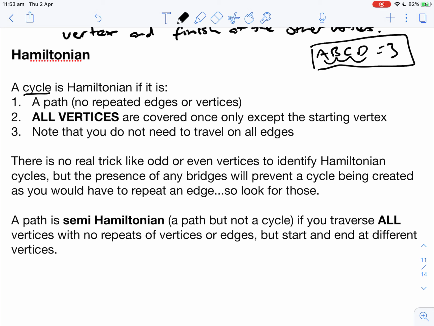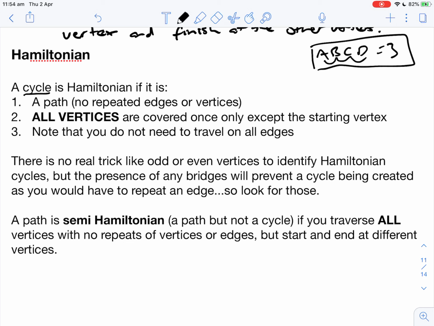What makes a path Hamiltonian is that I must go to every single vertex once and once only, apart from the beginning vertex. Now, I don't need to travel on every single edge. So typically the context of a Hamiltonian question will be something like where I need to deliver something to every single town. So I don't need to travel on every road in every town, but I need to get to every town to drop off a parcel or do something like that.